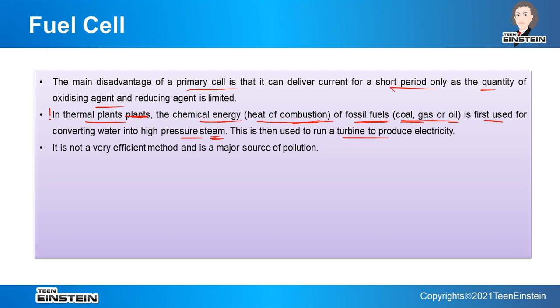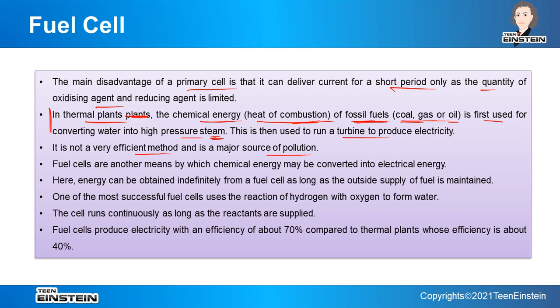So this is the very traditional method that was mostly followed in older days, but this is not a very efficient method, and it also causes pollution, because when you are burning these fossil fuels in the presence of air, obviously there will be pollution because carbon dioxide will be generated. Okay, so these are the disadvantages of thermal plants where we use chemical energy from fossil fuel. To get rid of all these disadvantages, the fuel cell was introduced.